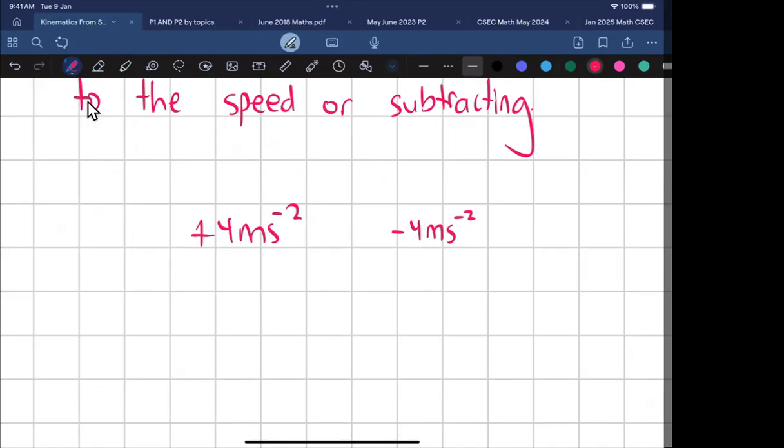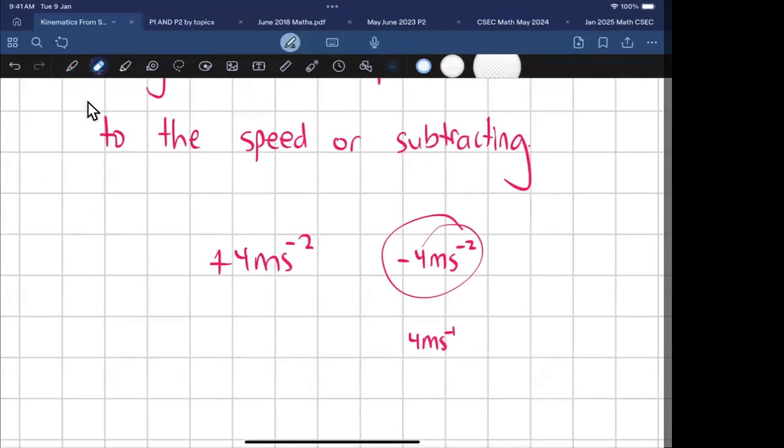For every second that goes by, my speed is decreasing by 4. Right. So let me just say you start off with a speed of 4 meters per second. How much time do you think it will take for you to stop if you're decelerating at this rate? Think about 1 second. Yes, perfect. Because your speed is decreasing at a rate of 4 meters per second every second, and if you were going at 4 meters per second originally, it would take 1 second to reach zero.